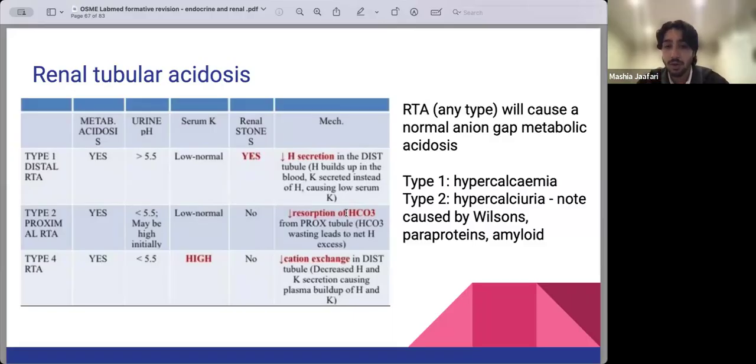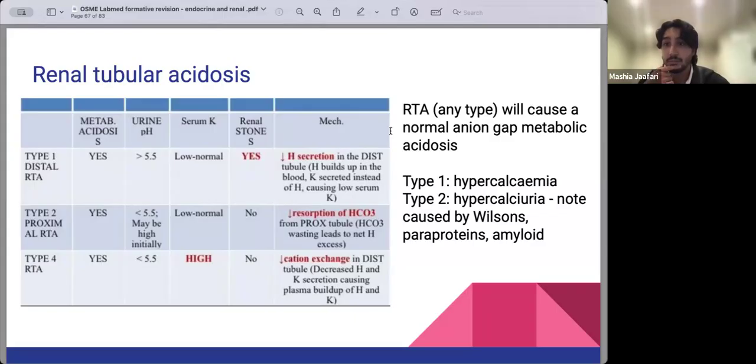Type 4 is a bit more complicated, and it's because you should think of it as having a resistance to aldosterone. What aldosterone usually does is cause the reabsorption of sodium in exchange for hydrogen ions, which are lost in the urine. So if we get less of that exchange between sodium and potassium, sodium and H plus, we're going to get less H plus being lost in the urine.